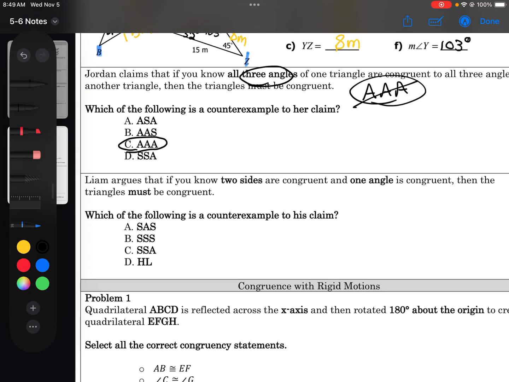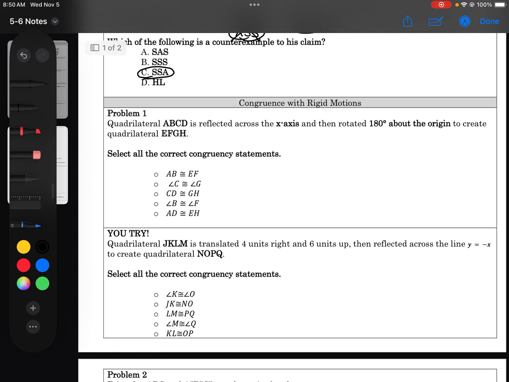Down here, Liam is arguing that if you know two sides are congruent and one angle is congruent, then the triangles must be congruent. Well, he didn't say what order the two sides are. So you could have this, you could have this, which we know we don't need to be writing on our papers. You could also have this. So while side angle side works, these two do not work. We don't want cuss words on our paper, okay? So what's the counterclaim? Excuse me, the bell rang. What's the counterclaim or counter example? This one, SSA. It is not possible to prove triangles congruent.